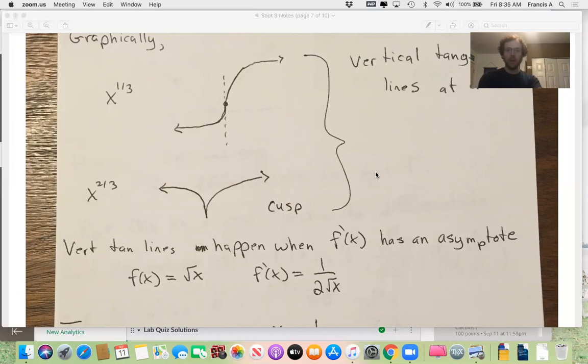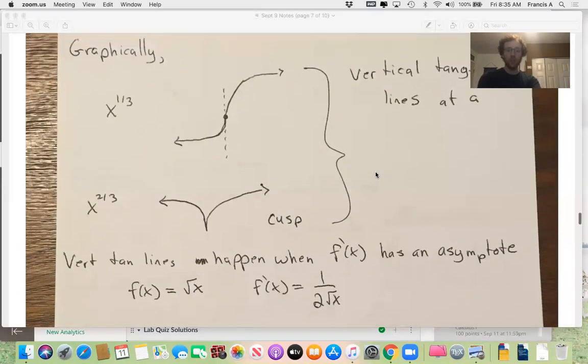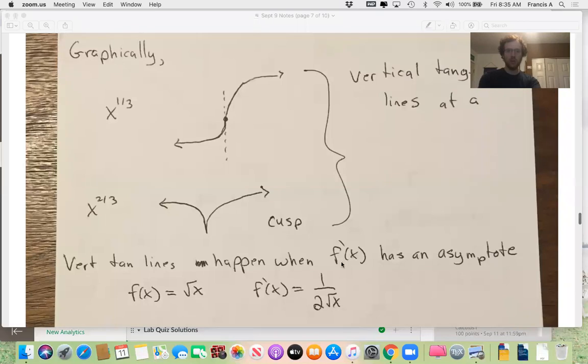Okay. Questions about this instance of how finding the derivative can go wrong? It's kind of the framing that we want to have for it. Okay.